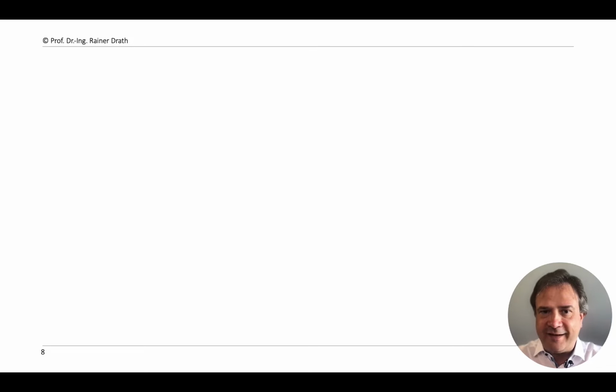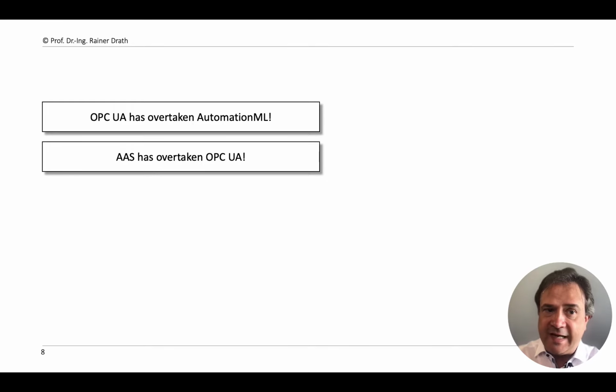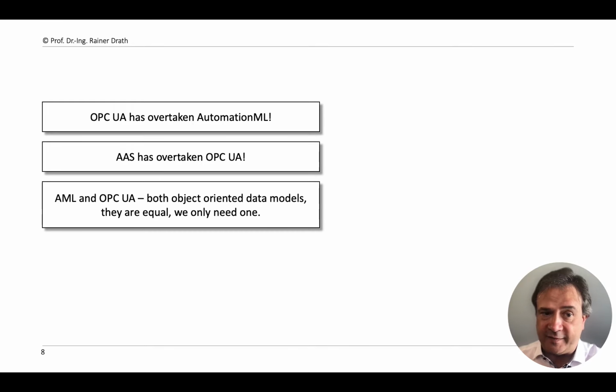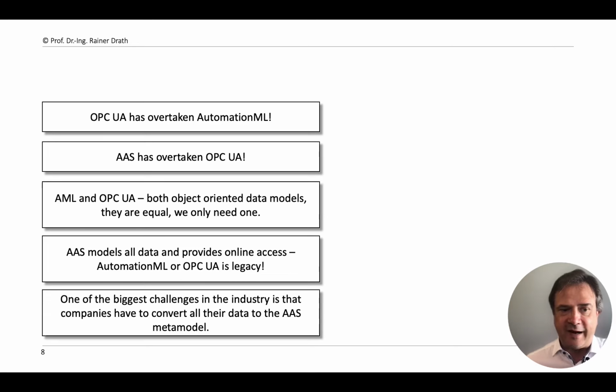And so I'm asked in interviews, has OPC UA overtaken Automation ML? Is the AAS overtaking OPC UA? Is AML and OPC UA equivalent? We only need one. Are AAS models just data providers with online access and can do everything, and Automation ML and OPC UA is legacy?